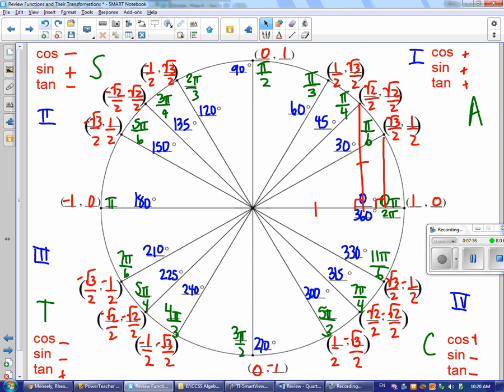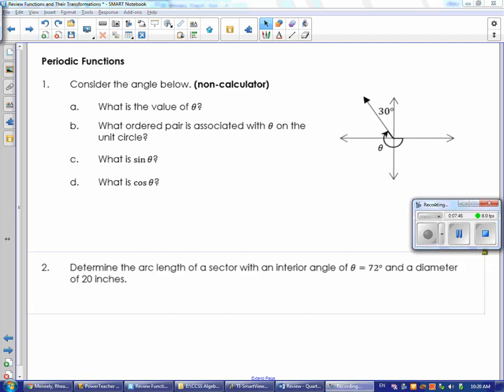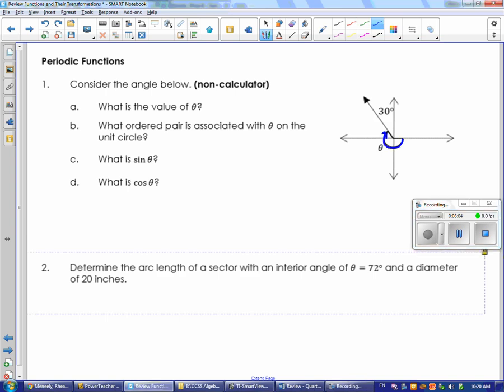Okay, so we're going to start the review with periodic functions. And you'll notice on the review guide I've indicated which questions are non-calculator. If it doesn't say non-calculator, then that means it is on the calculator section of the test. So if we take a look at this first image, you'll notice that you're given an angle, but it's not really spelled out. You have to do a little bit of work to figure out the value of theta. And the one thing I want you to notice is that that arrow is going clockwise around to form the angle, which is an indication that theta has to be negative.